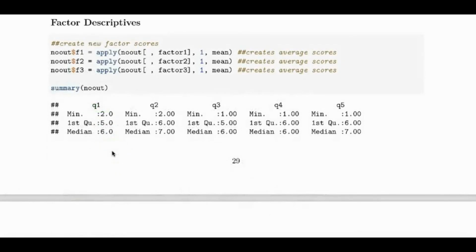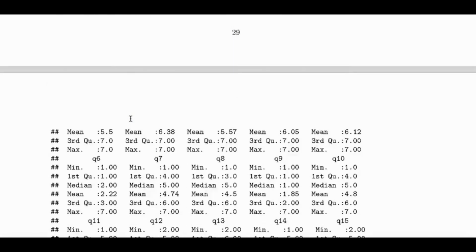The next thing I look at are the factor descriptives. I already created these variables that had all the items in there for every factor, and I'm just going to select each of those columns and ask for the mean. I'm going to use this apply function, apply the mean to this subset of the data set, and store it into my data by using $F1, $F2, $F3, and what's going to be in there is just the mean.